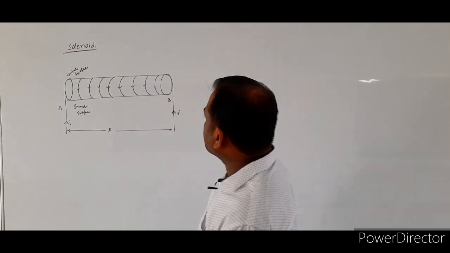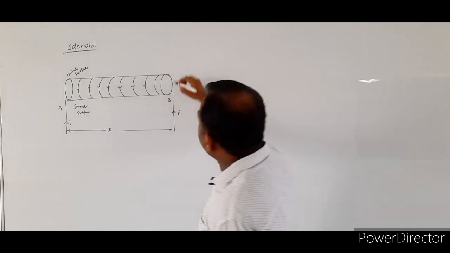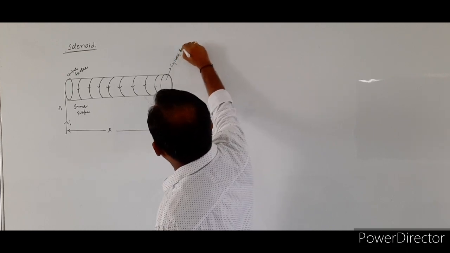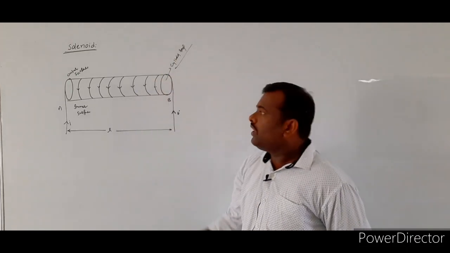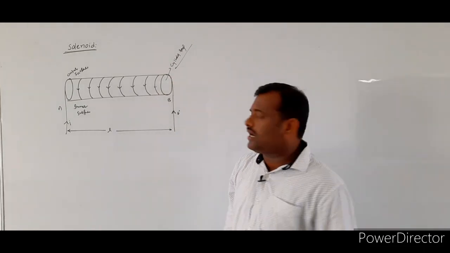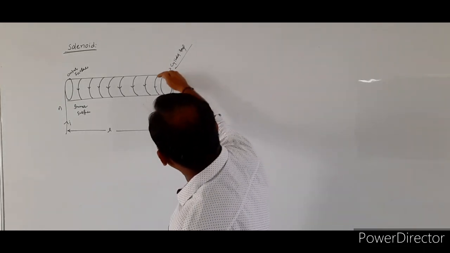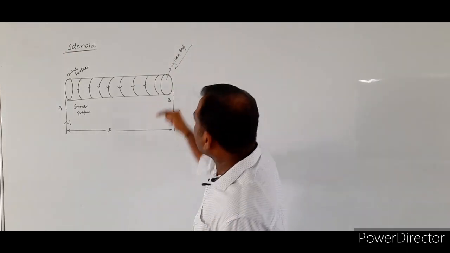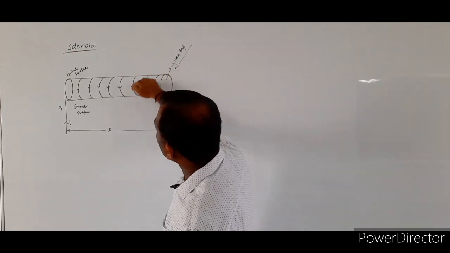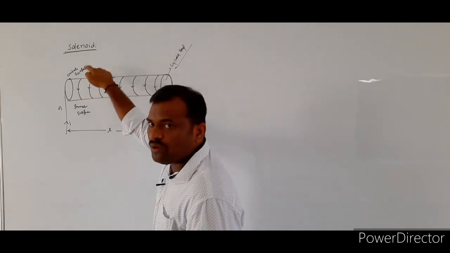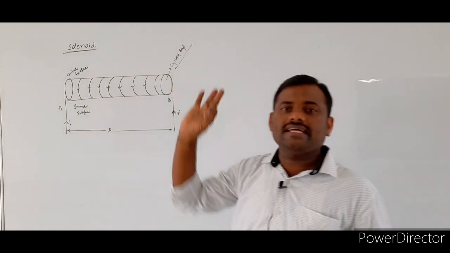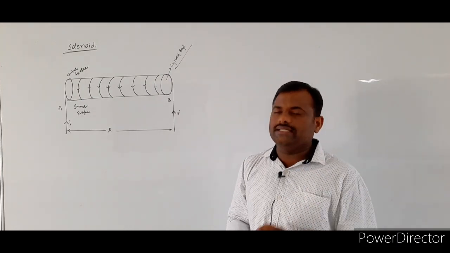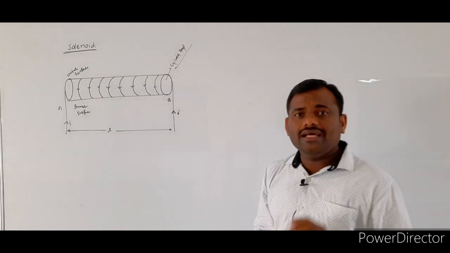So the solenoid consists of a long cylindrical rod. Over the long cylindrical rod, a current carrying wire is wound into so many number of turns. Such a type of arrangement we are calling a solenoid. Once again, see the definition of the solenoid.